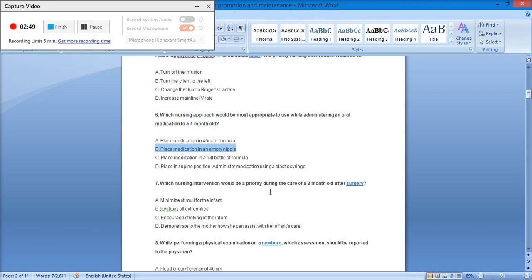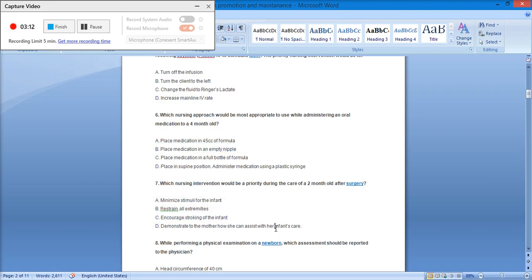Which nursing intervention would be a priority during the care of a 2-month-old after surgery? A. Minimize stimuli for a client. B. Restrain all extremities. C. Encourage stroking of the infant. D. Demonstrate to the mother how she can assist with her infant's care. The correct answer is C. Encourage stroking of the infant.